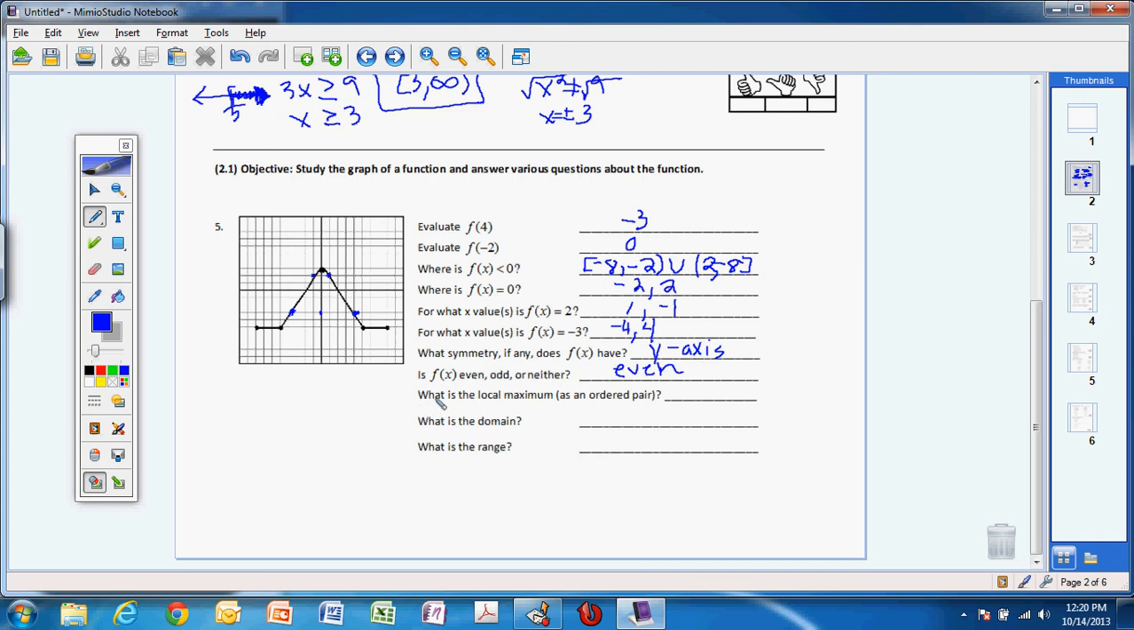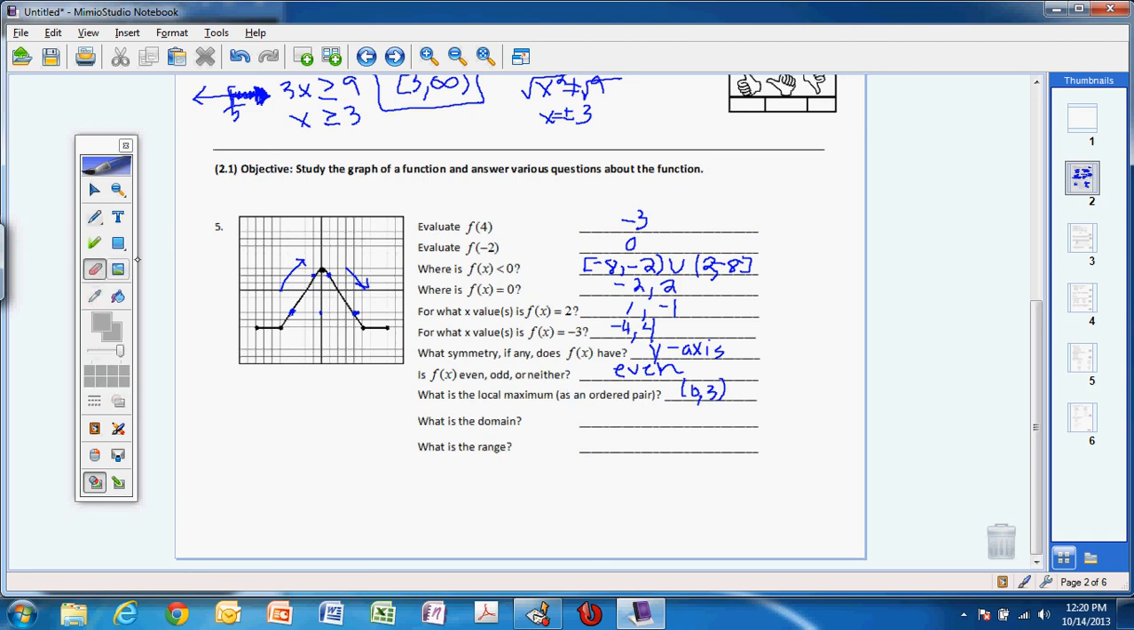So next question, what is the local minimum, or local maximum, excuse me, as an ordered pair? So I'm looking for anywhere in my graph that goes from increasing to decreasing. So from here, until this point right here, I'm going from increasing to decreasing. The ordered pair on that point is the point 0, 3. So at the point 0, 3, I have a local maximum.